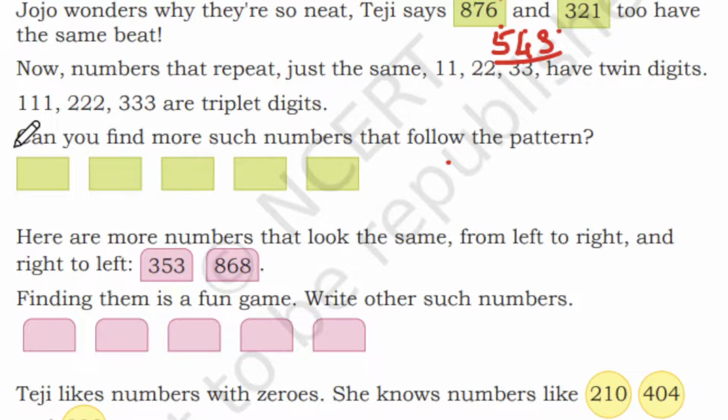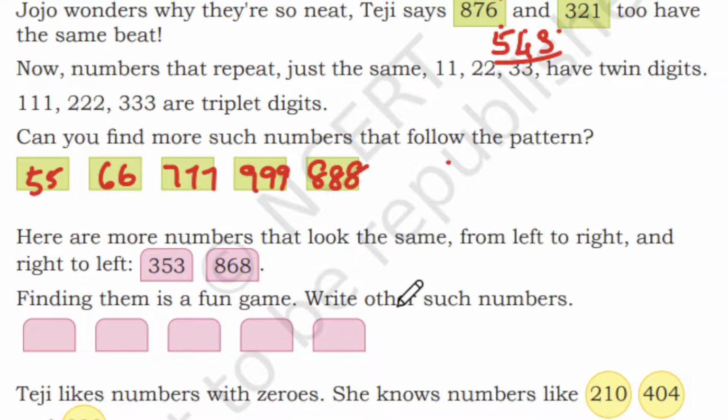Yes, we can find them. You can write 55, 66, or if you want triplets, you can write 777, 999, or 888.